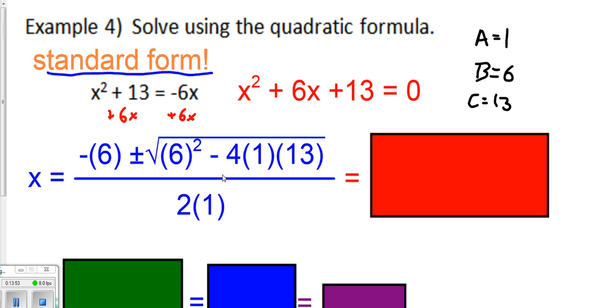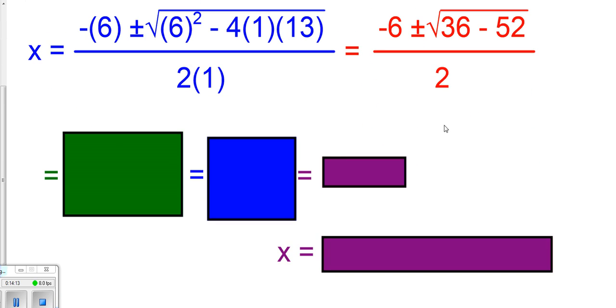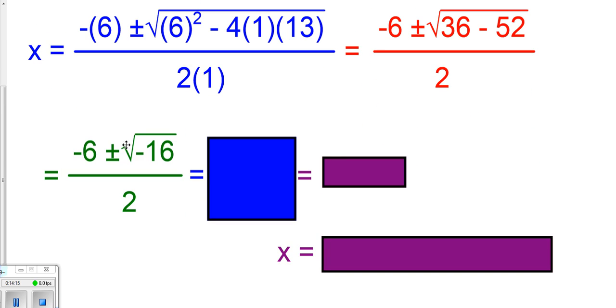So here are all of our numbers plugged in. We're going to simplify it out. Negative value of 6 is just negative 6, plus or minus the square root of, well, 6 squared is 36. 4 times 1 times 13 is 52. All divided by 2 times 1 equals 2. So this was our first step of simplifying. Next step, 36 minus 52 is negative 16. So it's negative 6 plus or minus the square root of negative 16.